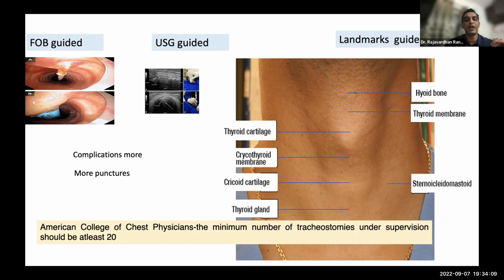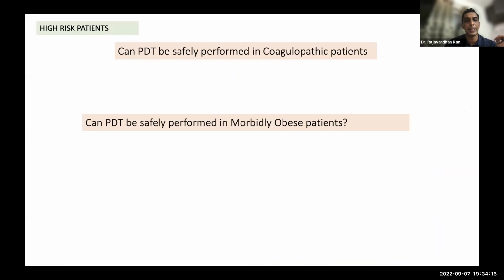Okay, it doesn't matter at the end of the day which technique you do. Make sure that you practice enough. At least do 20 under supervision. Then you should be able to practice on your own. That is the guideline by the American College of Chest Physicians for tracheostomy.